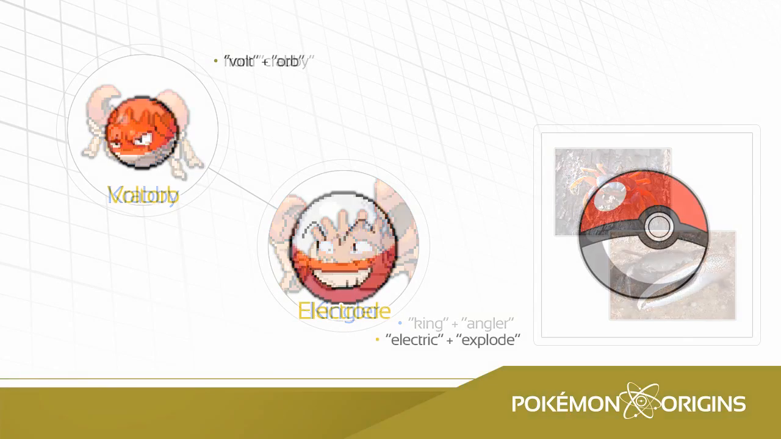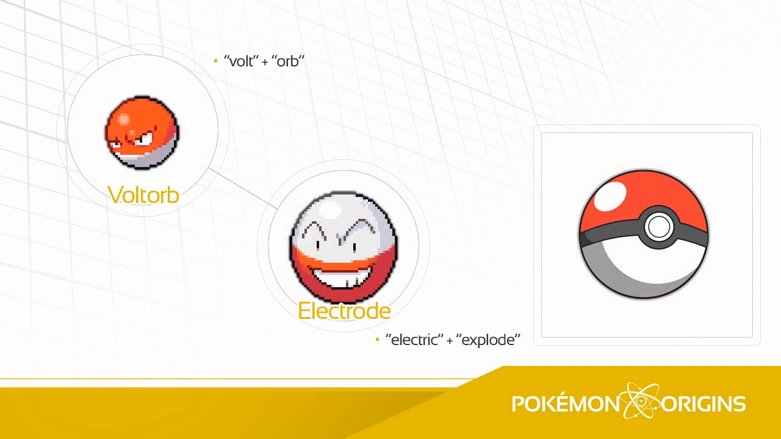Then we have Voltorb and Electrode. In terms of naming, we have Volt and Orb for Voltorb, and then Electrode is Electric and Explode. And in terms of the design basis, they're very simply based on the Pokeball because they have the same colour scheme and they're meant to be mistaken for the Pokeball.